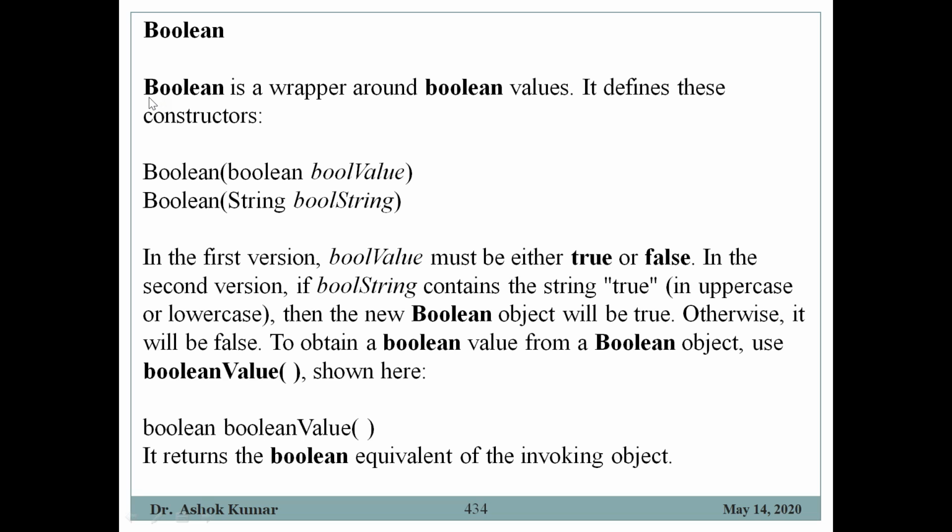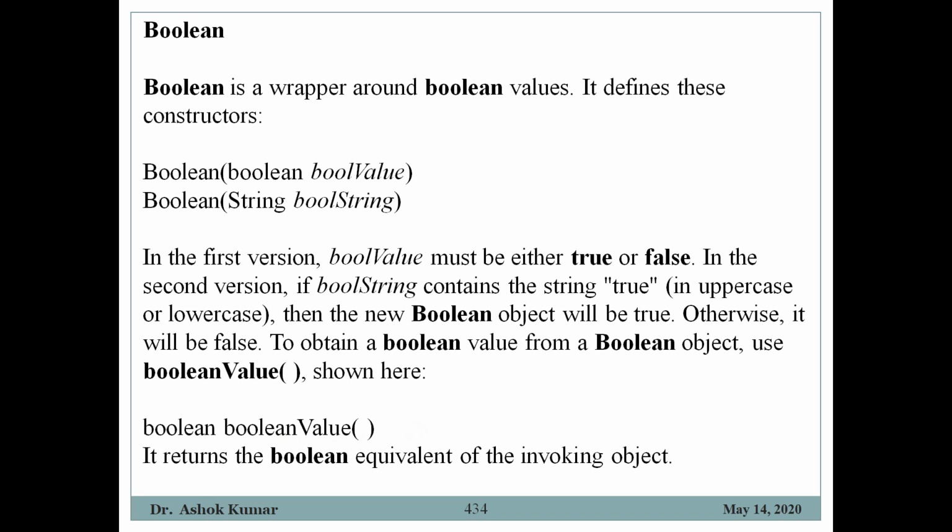This class has two constructors, as I have mentioned over here. One is you can pass it a boolean value and build the object out of that. And second is you can pass a string value. So if a string has true in double quotes, then from that the object will be built, of type Boolean. If you want to retrieve the value from the object, again you can use the method booleanValue. In case of Character, the method is charValue. In case of Boolean, the method is booleanValue.